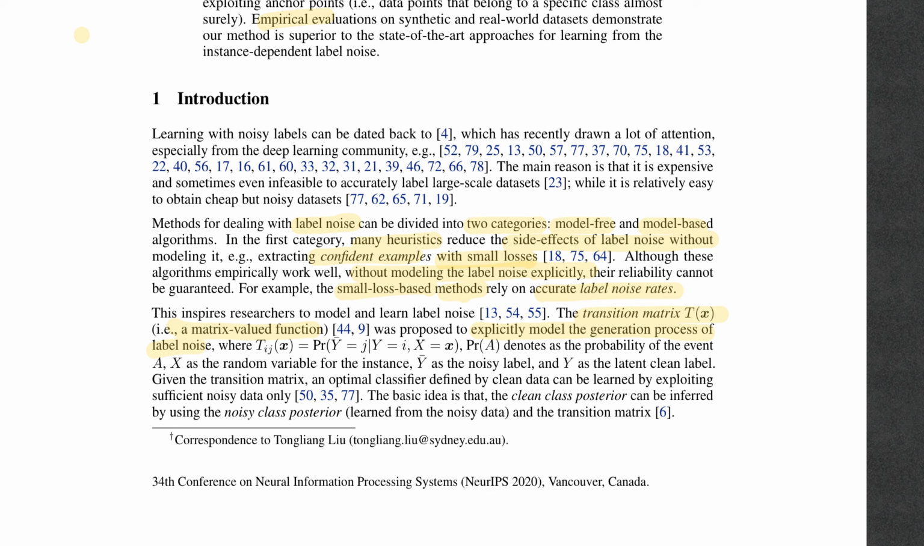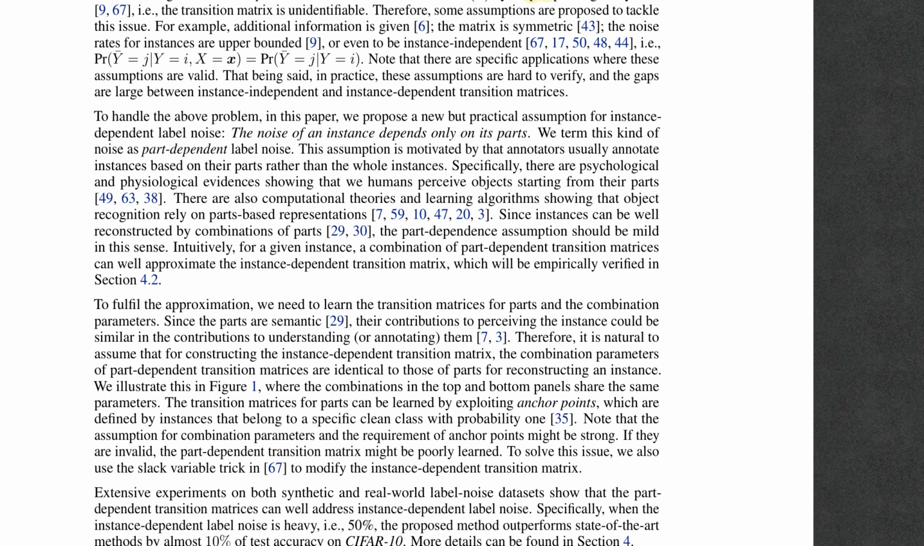The basic idea of using this transition matrix is that the clean class posterior can be inferred by using the noisy class posterior when you have the transition matrix. Using only the noisy data, it is not straightforward to learn these transition matrices.